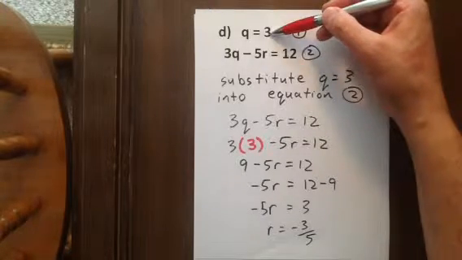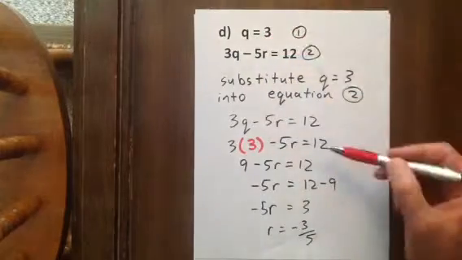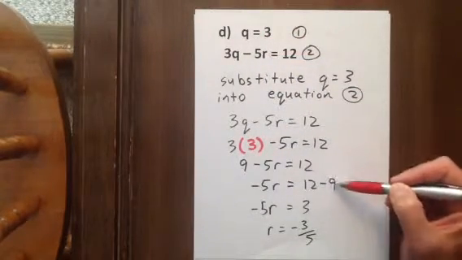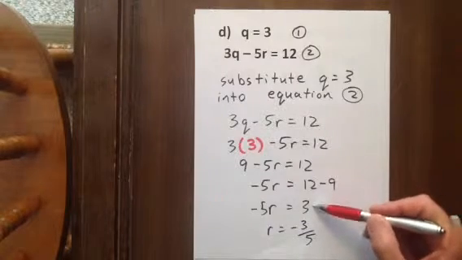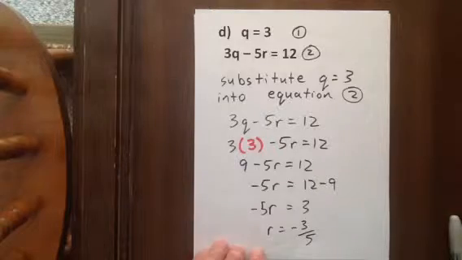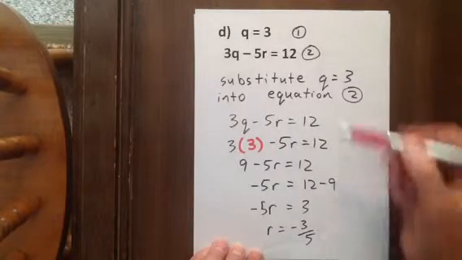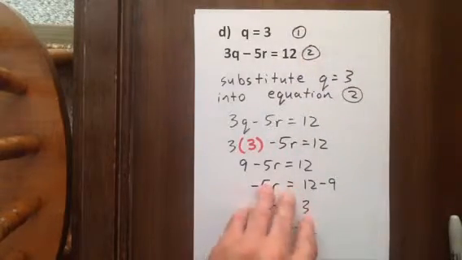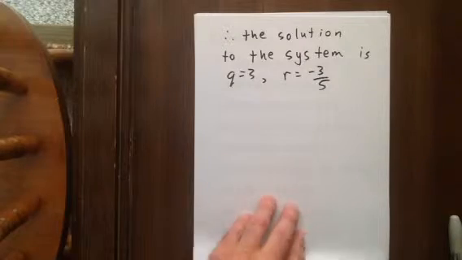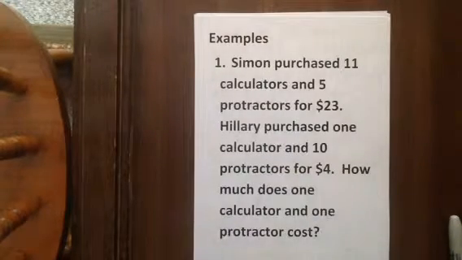Substituting in a value of 3 for q to this equation gives us 3 times 3 minus 5r equals 12, which means negative 5r equals 3. That means r is negative 3/5. So we've got a value for r and a value for q. And we can simply state the solution. The solution of the system is q equals 3 and r equals negative 3/5. Now we get on to some word problem examples.